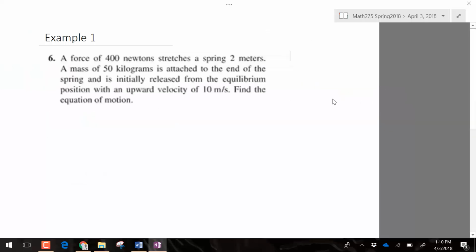All right, here's our example. We have a force of 400 newtons that stretches a spring 2 meters, and then a mass of 50 kilograms is attached at the end of the spring and is initially released from equilibrium position with an upward velocity of 10 meters per second. The other convention that they have here is that usually they have the positive value going down.